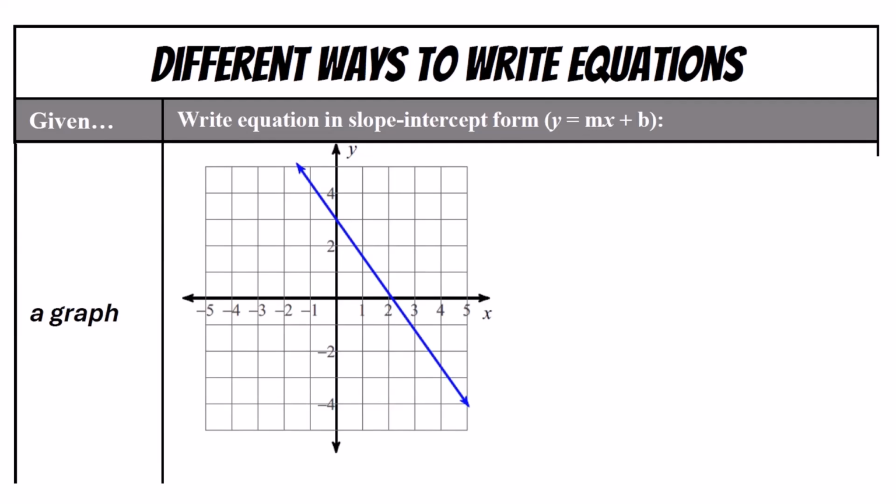The next one is if they give you a graph. How do you write an equation from a graph in slope-intercept form? Well, you still need these two pieces of information. You got to know the y-intercept and the slope. The y-intercept is where it crosses the y-axis. It's right there. It is +3.